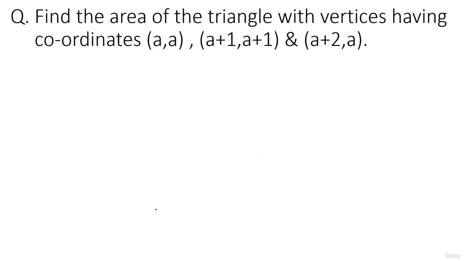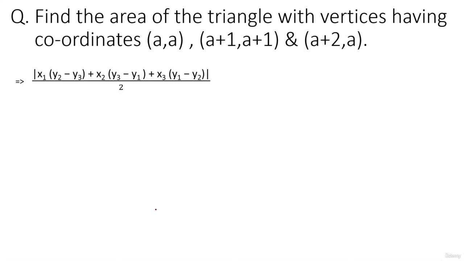Find the area of the triangle with vertices having coordinates a comma a, a plus 1 comma a plus 1, and a plus 2 comma a. So you can use the formula. I'm giving you a few seconds. You can just apply the formula and solve the question. Please try it out. You'll get the answer, of course.